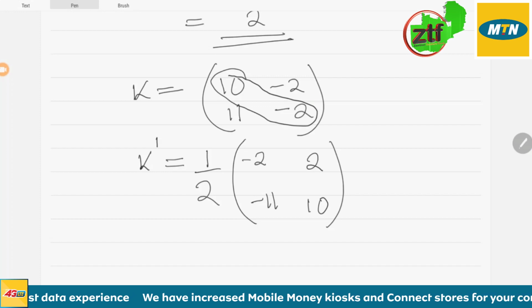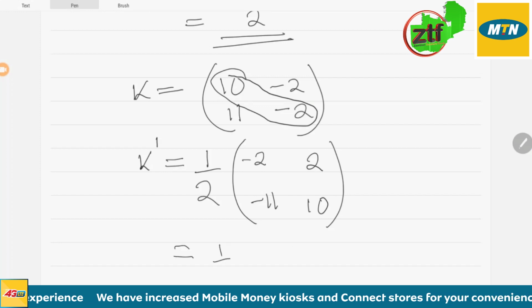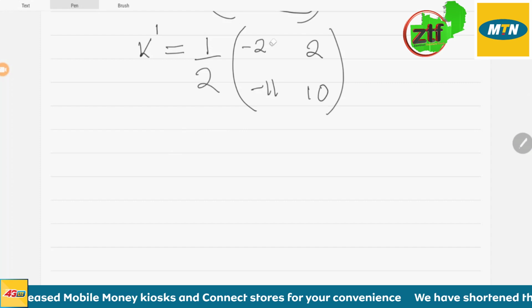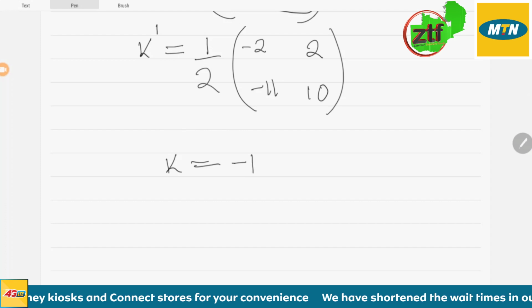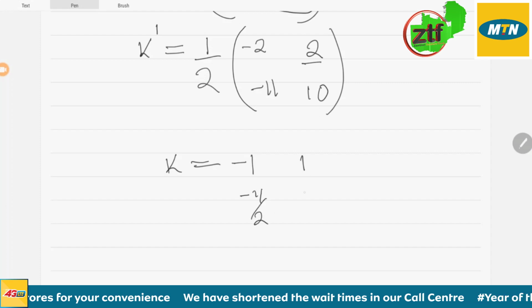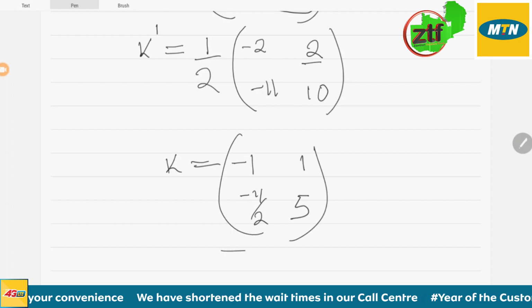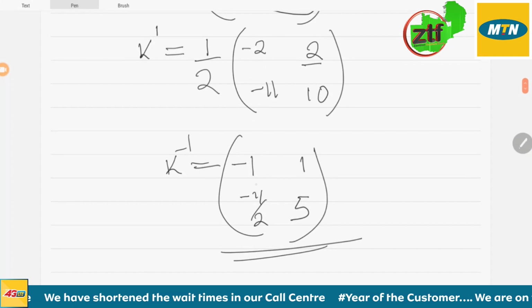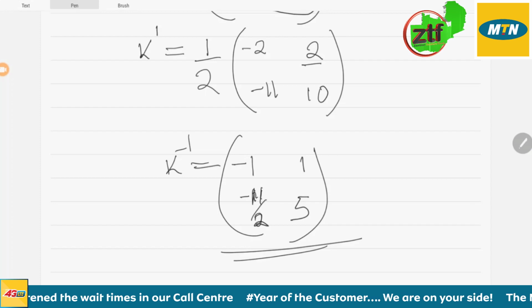And then from there, we can go on and say 1 over 2, when we expand this, gives us K inverse equals negative 1, and 1, and then we have negative 11 over 2, and we also have 5 here. So this is the inverse of the given matrix. I'm sure you're able to follow that one.